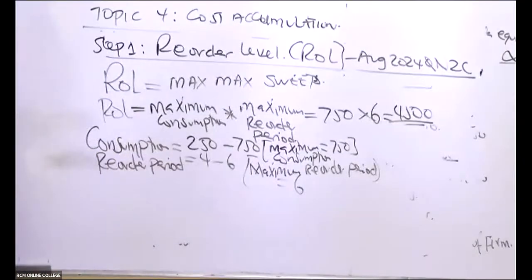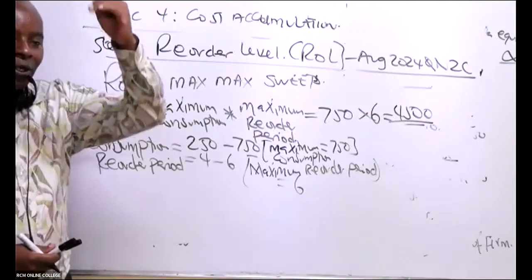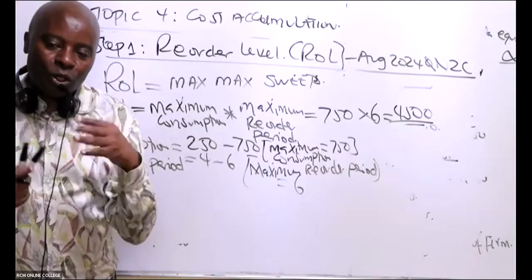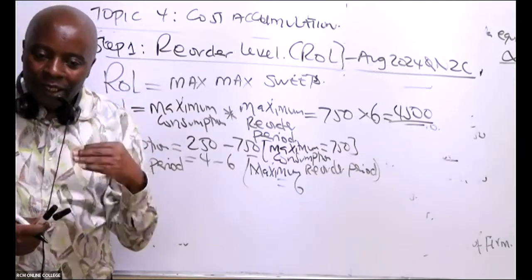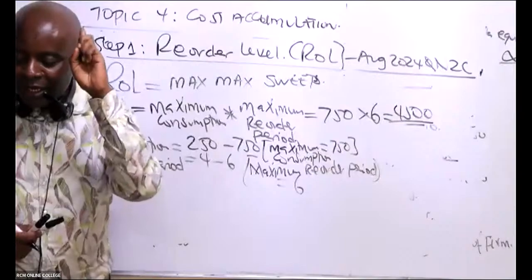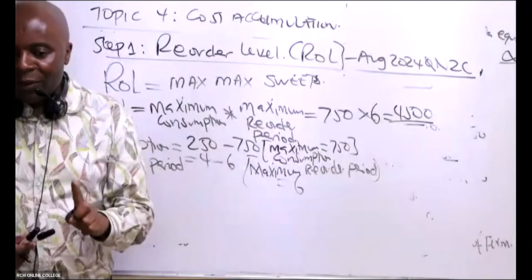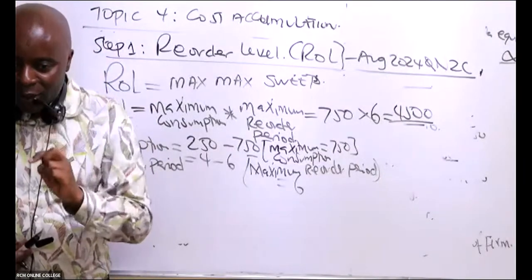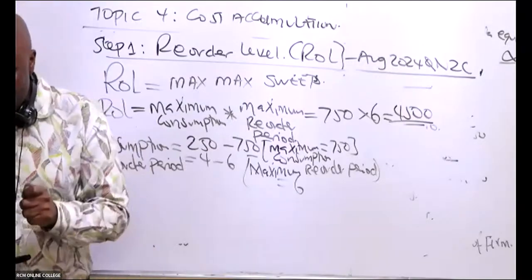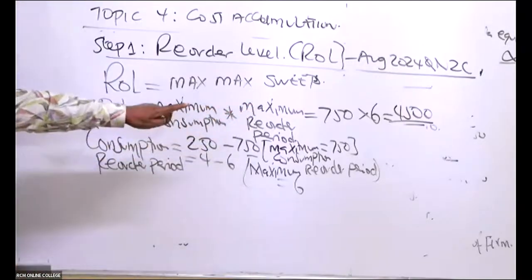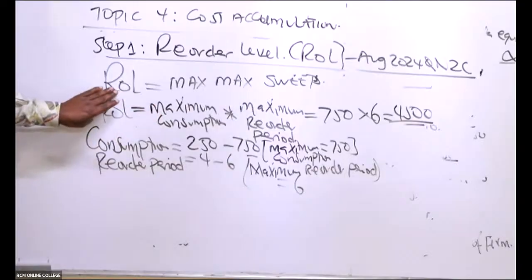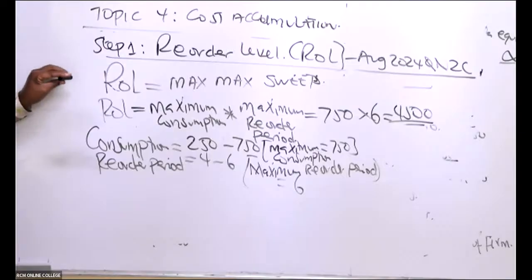It is that exact quantity. Once we reach there, we must place an order. You see, we'll be having like 10,000 units in our stores. We continue consuming them. So from 10,000, we got 9,000, 8,000, like that. Once we see we have reached 4,500, we say, hey, we shall run out of stock. So now we place an order at this exact reorder point, reorder level. That is very, very important. That's number one, the first step.